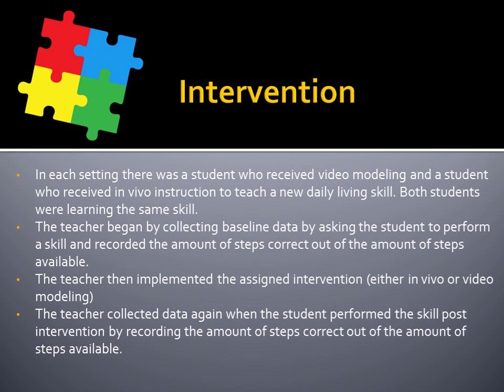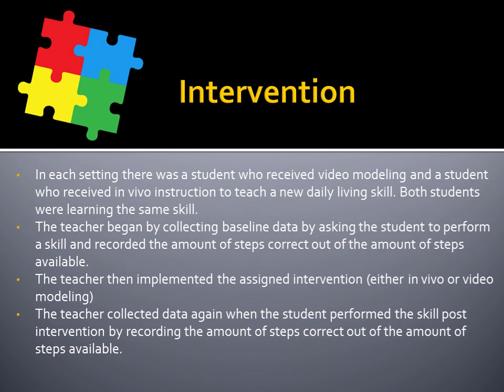So now let's actually look at the intervention and see what happened. For this intervention, in each setting, there was a student who received video modeling and a student who received in vivo instruction to teach a new daily living skill. The daily living skills were picked by the teacher. They were picked based on need, so skills that they had not yet acquired, and what they felt were the most pertinent for them to learn at that point in their educational careers. So both students were learning the same skills in each setting.